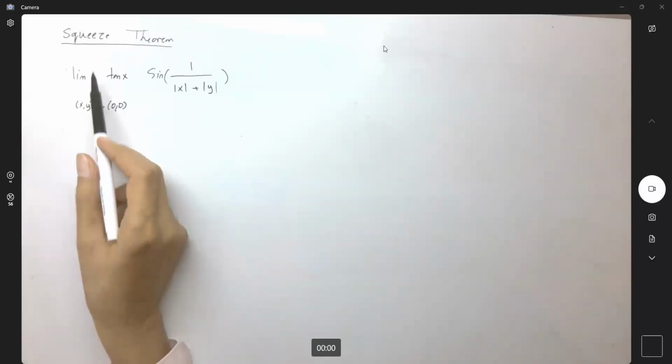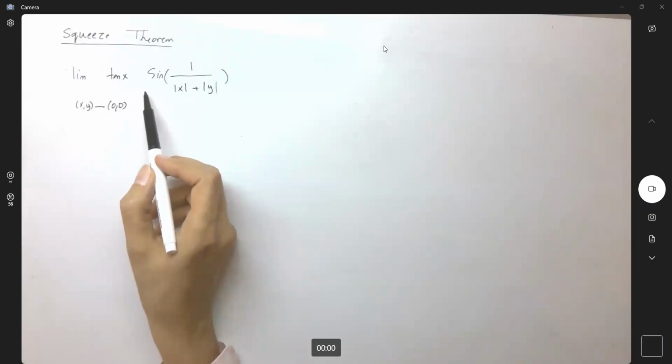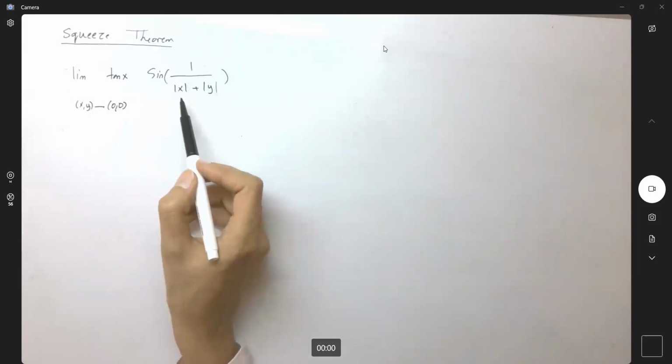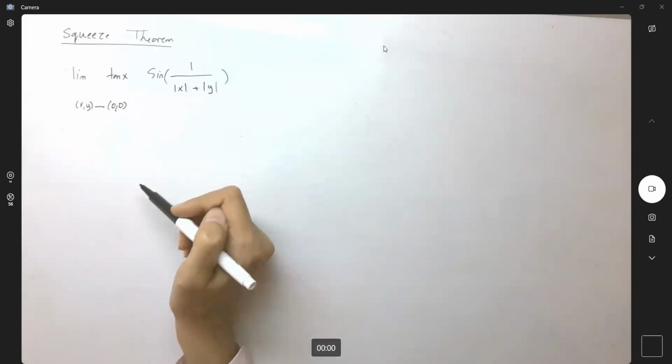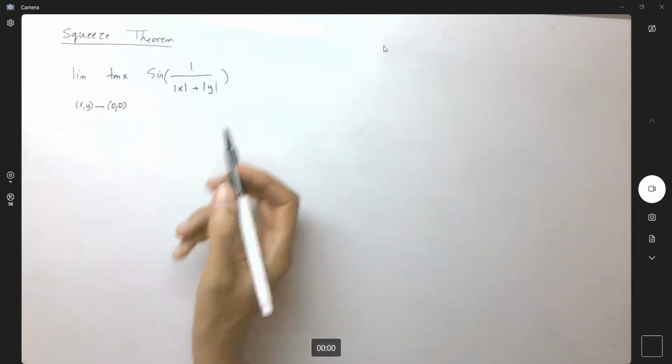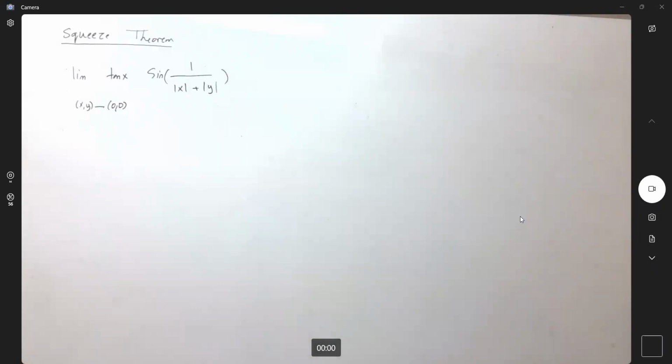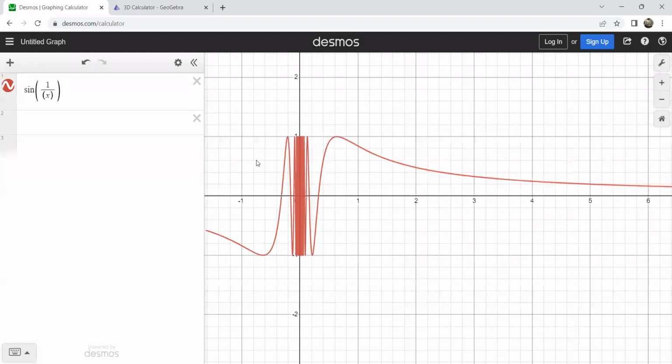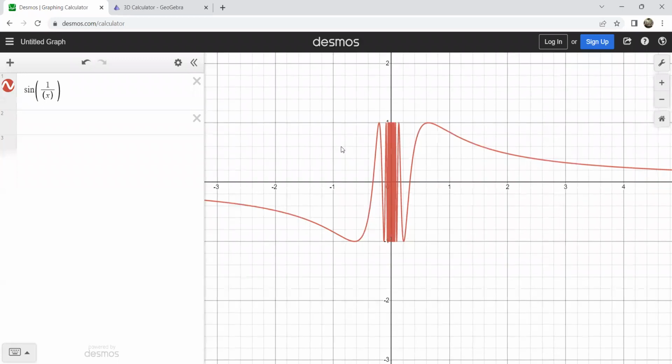Let's compute the limit of tangent x times sine of 1 over absolute value of x plus absolute value of y. So let us take a look at some elementary function like sine of 1 over x. Let's go back to elementary calculus. Look at the behavior of these types of functions. For example, you have sine of 1 over x.